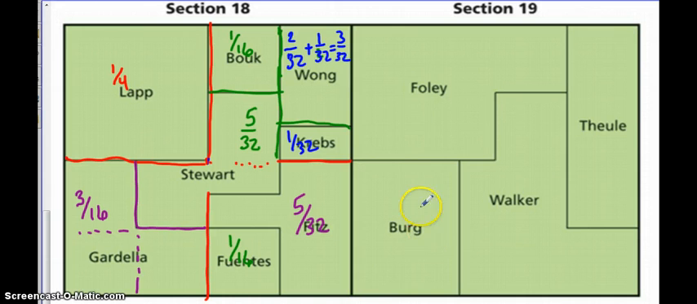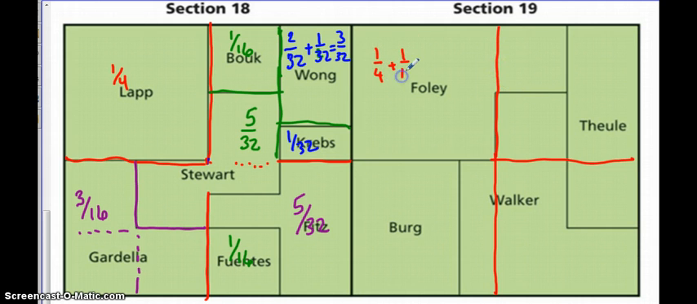All right, now we have Foley, Berg, Walker, and Tooley. All right, and we're going to do the same thing as we did earlier. We're going to divide these sections up using the pre-existing lines. So if I look here, this was Lapp's 4th, and if I take Foley's and cut his into 4ths, right here on these lines, I'm going to get similar things. So he's got 1/4 plus a 16th. Okay, so this right here would be 4/16 plus 1/16, and that would give us 5/16 of land.